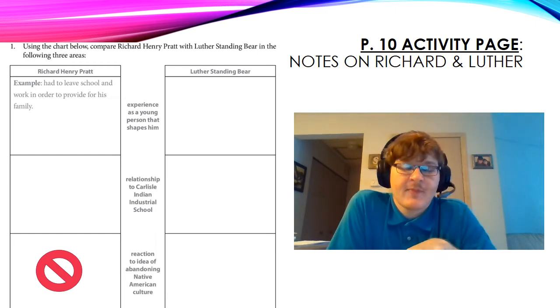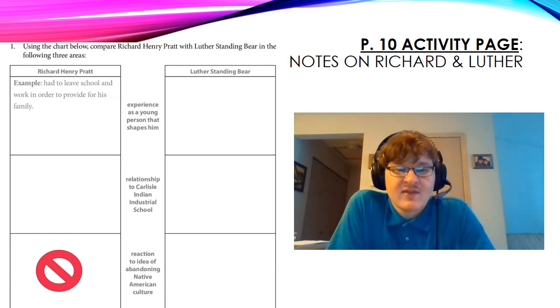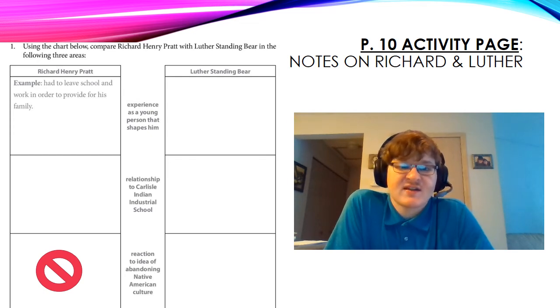So the first category, look right there in the middle of the two rows of boxes, experience as a young person that shapes him. So what thing happened when each of these men were young that changed their life? So Richard Henry Pratt, they give us an example. He had to leave school and work in order to provide for his family, because remember, his father died.